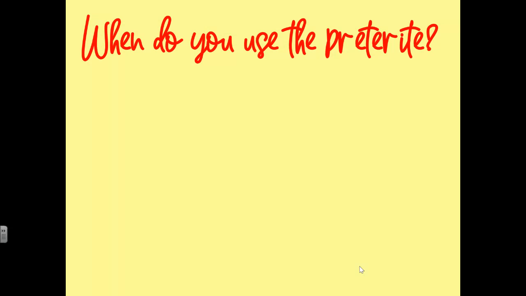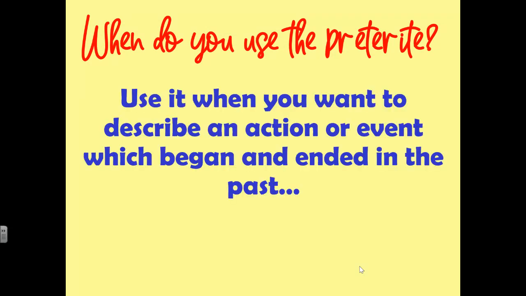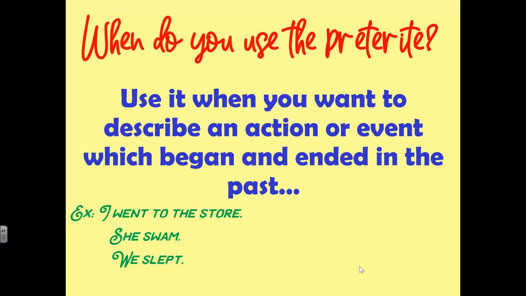So the first question to ask is, when do you even use the preterite? You use it whenever you want to describe an action or an event that began and ended in the past. Up until this point in Spanish, we've learned how to say things like I talk, I am talking, I take a shower. All those things that you've learned thus far are in the present tense. An example of what this is talking about in English would be if you said I went to the store, instead of I'm going to the store, she swam instead of she is swimming, and we slept. All those things would be in the past tense.